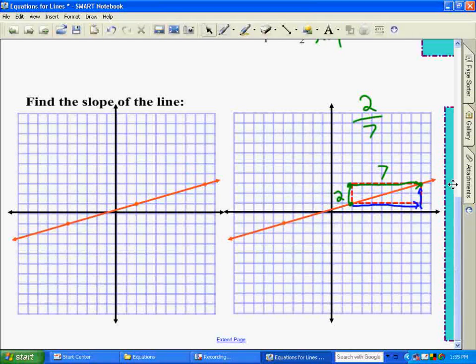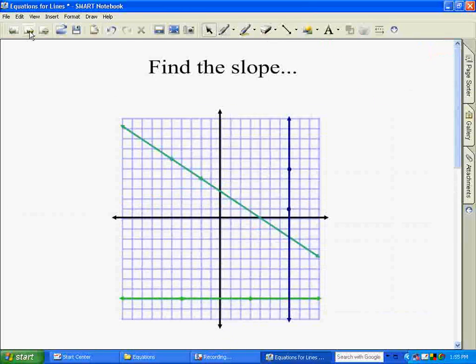Okay, now what if I had gone backwards? What if I said, I want to go down 2 and left 7? Negative 7, negative 2. Well, that's fine, it would just be negative 2 over negative 7. Again, you still do the rise over the run, which is the exact same as positive 2 over 7. Works out the exact same way. All right, so find the slope of these 3 different lines. I'll give you a moment, and then I'll do all 3 of them. You might want to pause it at this point.